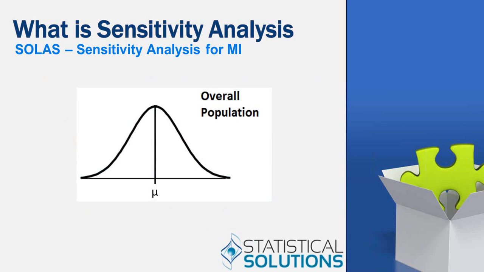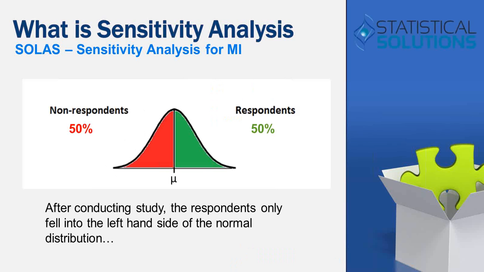Say this is the overall population. We know that this is a distribution of an overall population for a specific variable with a mean mu, and it's obviously normally distributed here. Now we do a study or a survey on this population, and we take a sample, but it turns out that the guys who respond, they all fall into one half of the distribution. So now, after conducting our study, the respondents that fell into the left-hand side of the normal distribution, we know nothing now about the guys in the other side. So, how do you approach this?